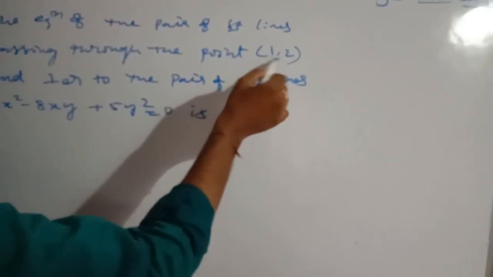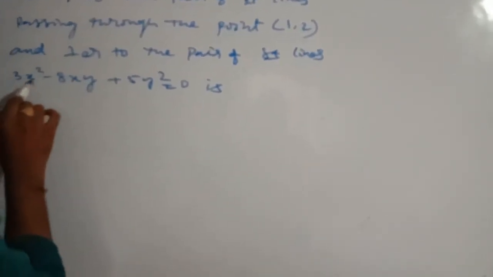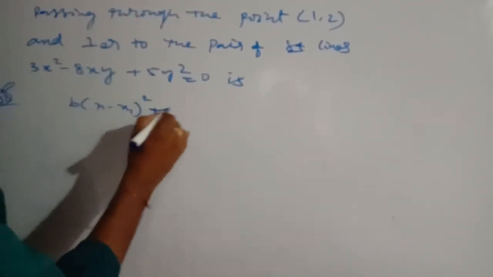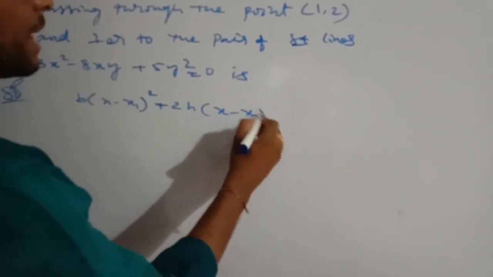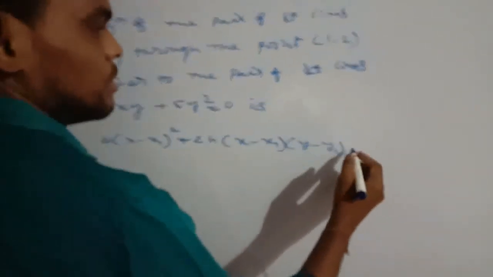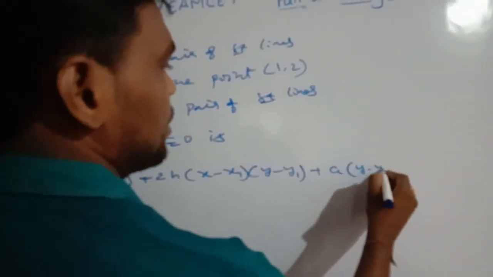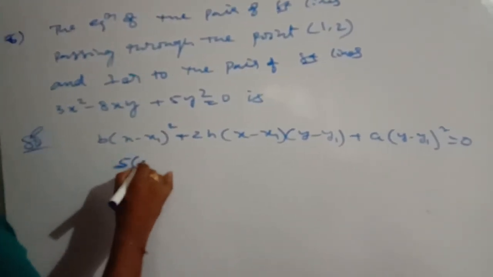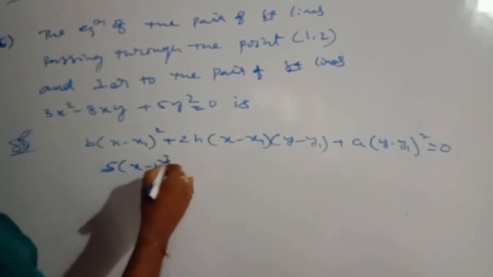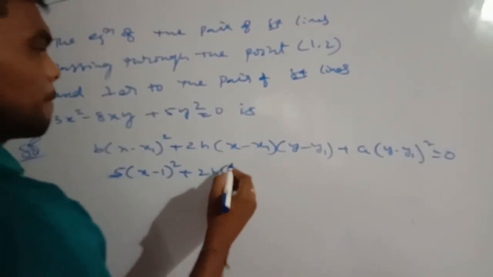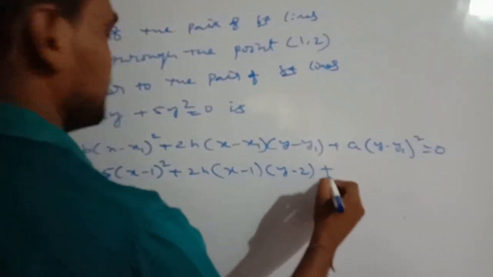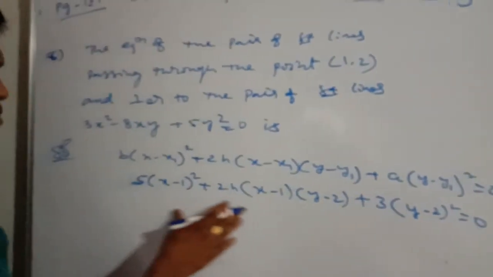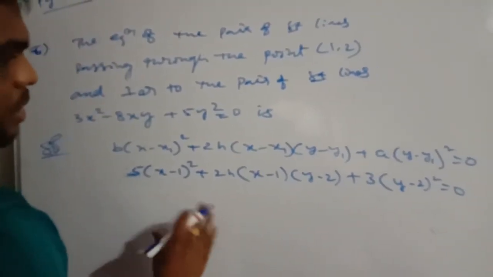through the point alpha beta and perpendicular to the pair of straight lines ax square plus 2hxy plus by square is equal to 0 is b into x minus x1 whole square plus 2h into x minus x1 into y minus y1 plus a into y minus y1 whole square is equal to 0. Now here b is 5 into x minus x1, that means x minus 1 whole square, plus 2h into x minus 1 into y minus 2, plus a is 3 into y minus 2 whole square is equal to 0. Now simplify the equation, we get the answer.